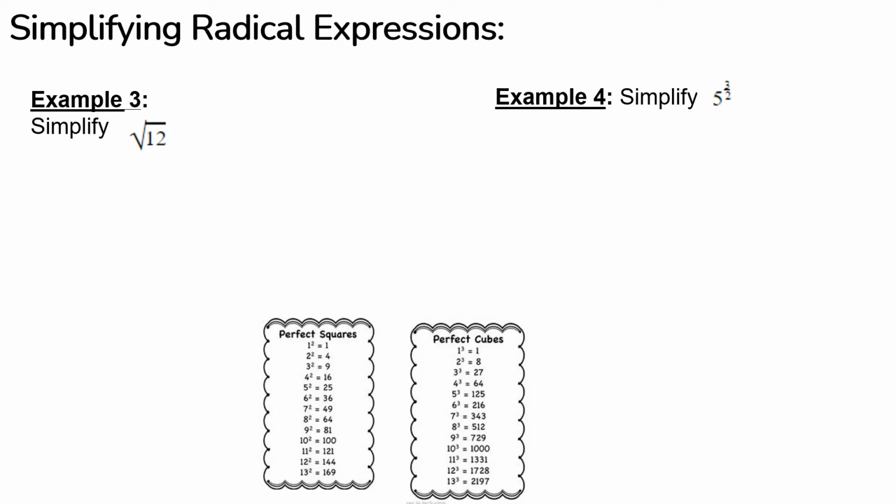Okay, so let's take a look at these two. Example 3, we want to find the square root of 12, or simplify the square root of 12. First question: is this a perfect square or perfect cube? In this case, since we're just looking at the square root, we're checking to see if it is a perfect square, and it is not.